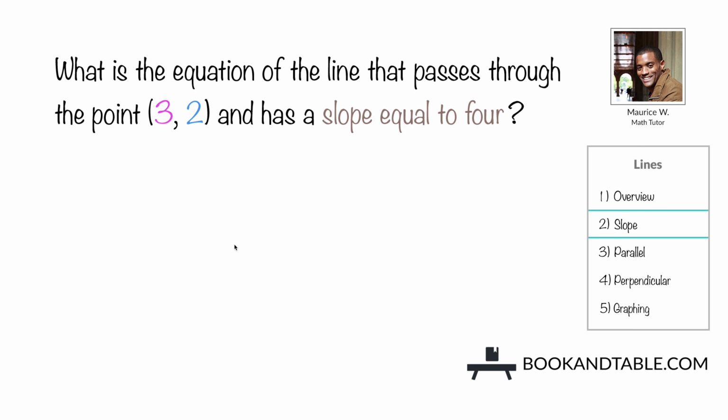So let's say you were asked, what is the equation of the line that passes through the point 3, 2, and has a slope equal to 4? You would plug this 3 in for x1, you would plug this 2 in for y1, and you would plug in positive 4 for m.